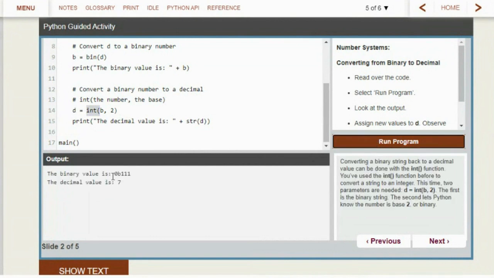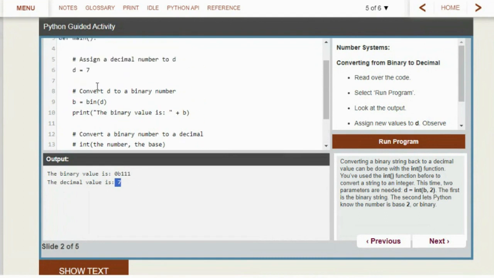Run program. Binary is 111. The decimal is 7. Nice. So let's say, what if we just change that to an 88? That's 1011000, but that's an 88.